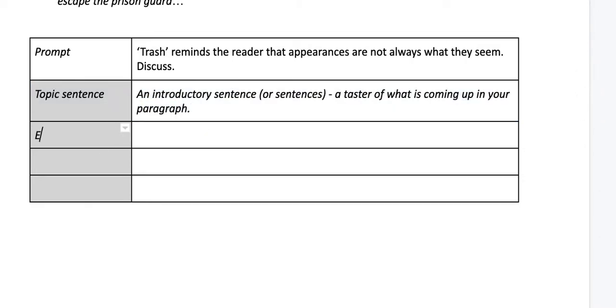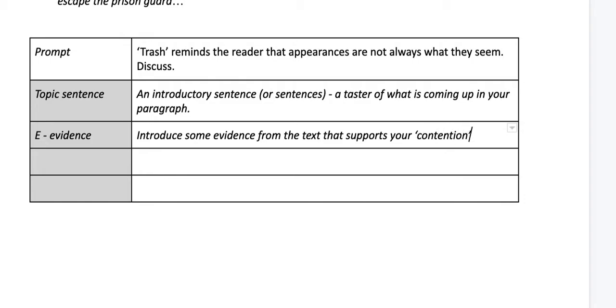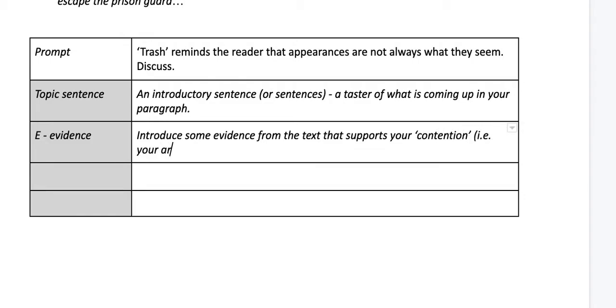Then we get to the first E, evidence, okay? Introduce some evidence from the text that supports your contention, i.e. your argument, in relation to the prompt. So as I've said, maybe your argument is something about the fact that appearances are not always what they seem, using the example of Rat, for instance.